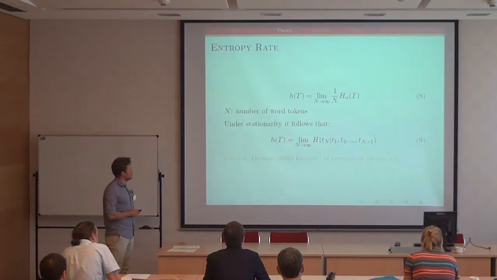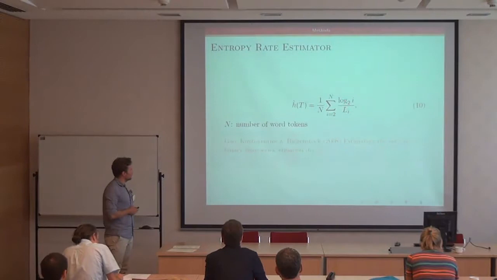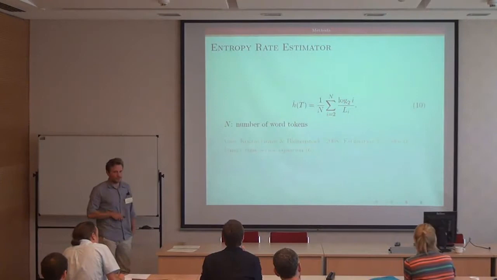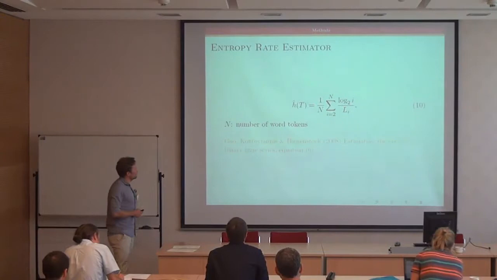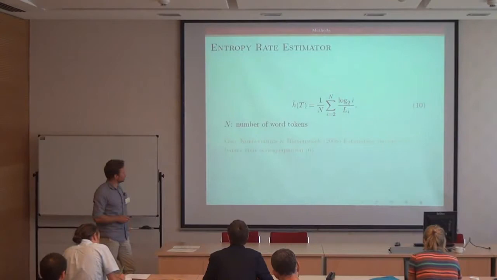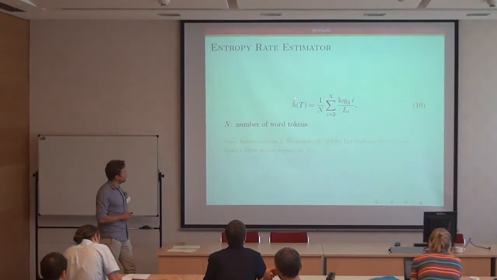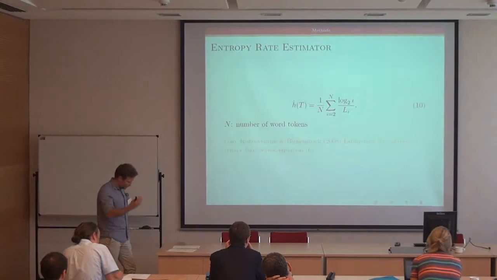So what I decided to do instead is to use a result by Gao et al. And actually, Yannis Kontoyiannis was invited to come here, so I would have really liked to talk to him about this. What they propose is that you can approximate the entropy rate by this formula, all right? And I've tried to wrap my head around what it exactly means.